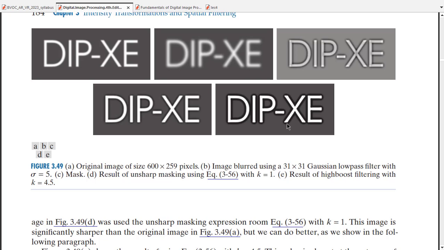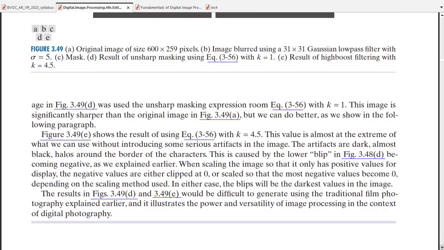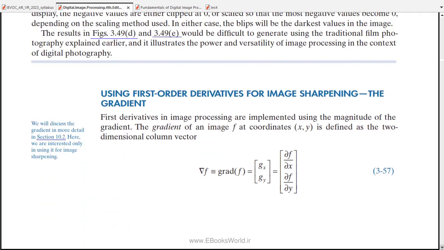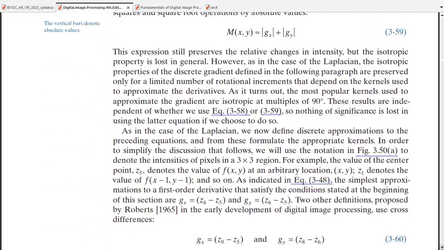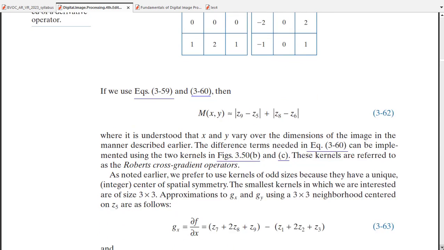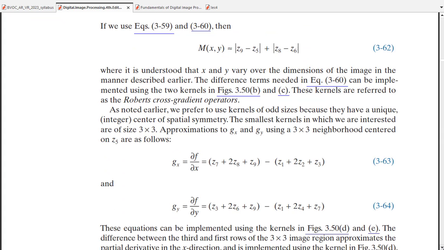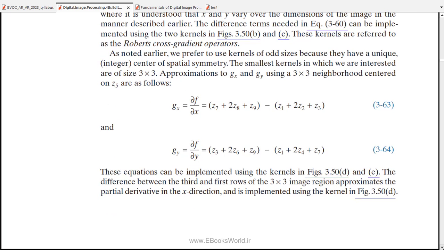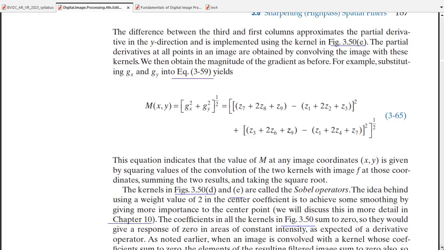Using first-order derivatives for image sharpening, the gradient is computed with the help of these formulas. Next we look at first-order derivative operators. The Roberts cross gradient operator is based on the diagonal directions, and then the Sobel operator. Everything here is a type of picture transformation.